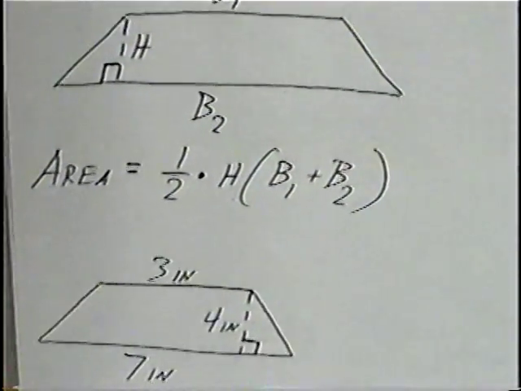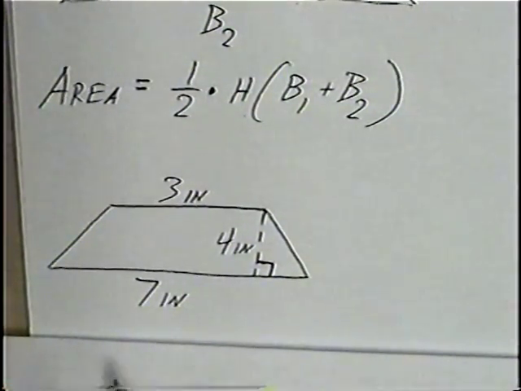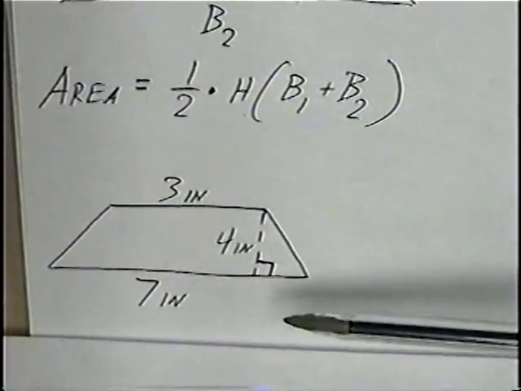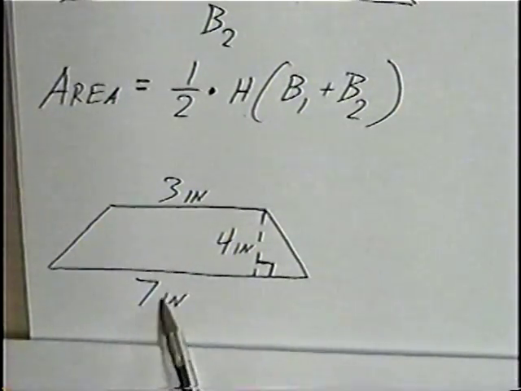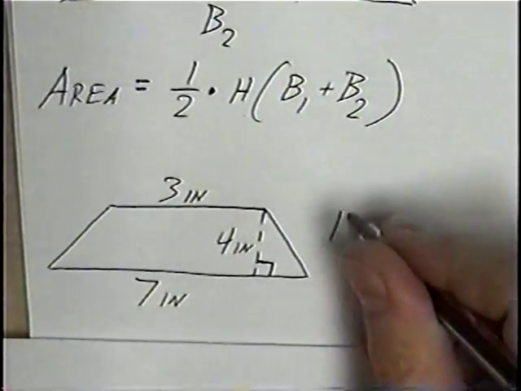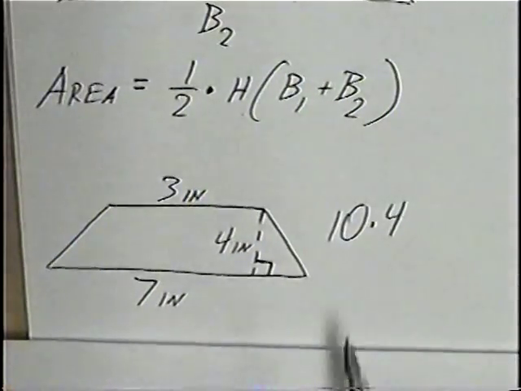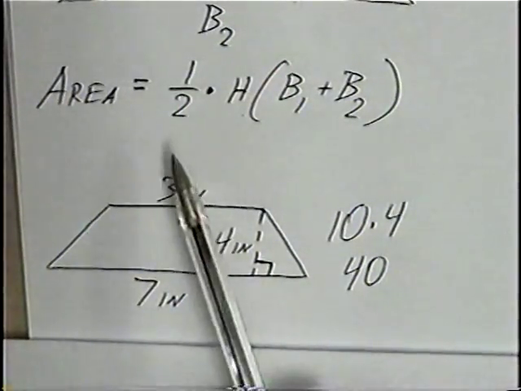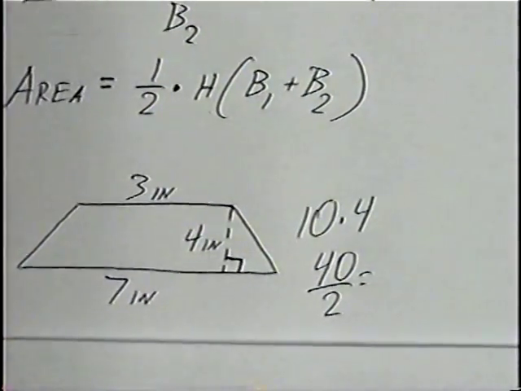First question, and first trapezoid. Looking at the trapezoid, we have 2 bases, 7 inches along the bottom, and 3 inches is the top base. The height again is 4 inches, goes straight up and down. To find the area of the trapezoid, we can first add the 2 bases together. In this case, 7 plus 3 would be 10, and we can multiply by the height, which would be 4. 10 times 4 would be 40. And the last part of the formula, 1/2, or you can also divide by 2. 40 divided by 2 would be 20.